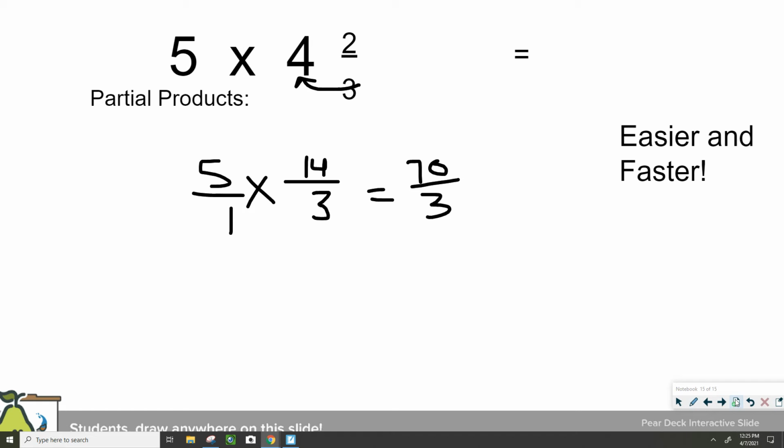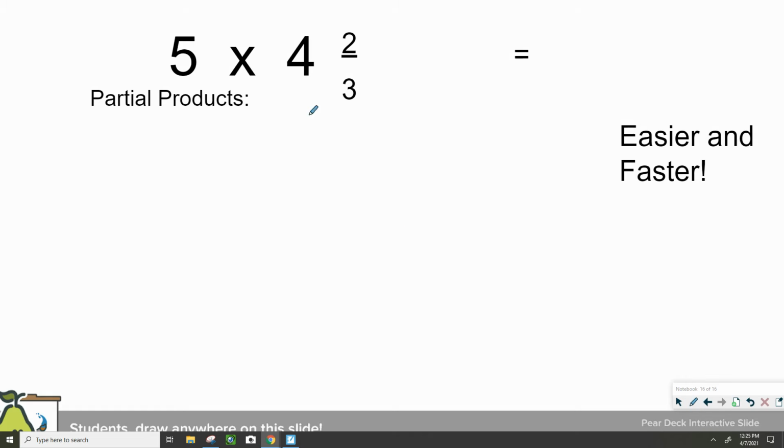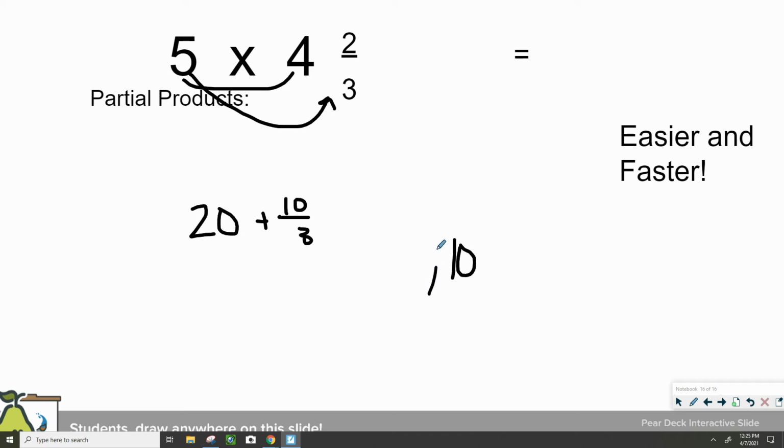I could do partial products. When I do partial products, I'm going to take both of these, my whole number times my whole number, that's 20. And then I'm going to take this other whole number times this fraction, which would be plus 10/3. 10/3 is an improper fraction. So this would be 3, subtract 9 and 1. So 3 1/3 plus 20 would be 23 1/3 hours.